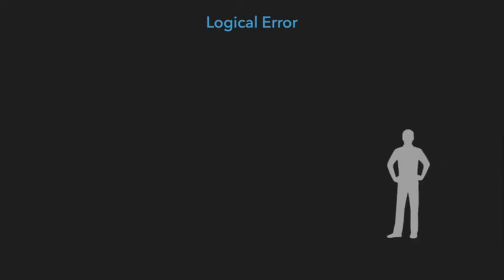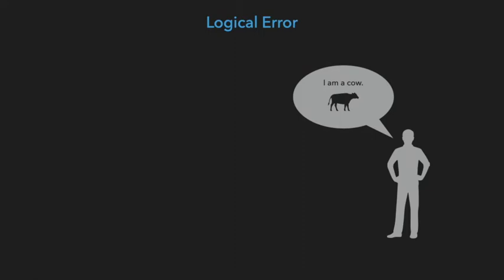Next, we come to logical errors. Now, logical errors are a bit more complicated than compile time errors. What do I mean by that? Let's say I'm a man, right? And I say I'm a cow. Is that true? I mean, it's grammatically correct. I is uppercase. I'm a cow. It also ends with a full stop. So that is grammatically correct according to the English language. But I'm a man. I can't say I'm a cow, right?